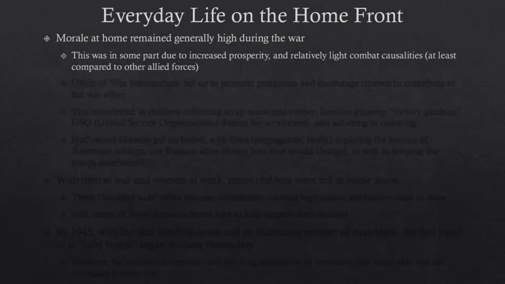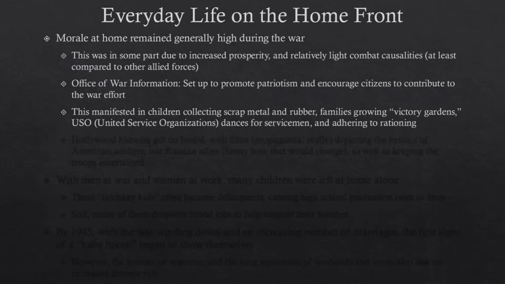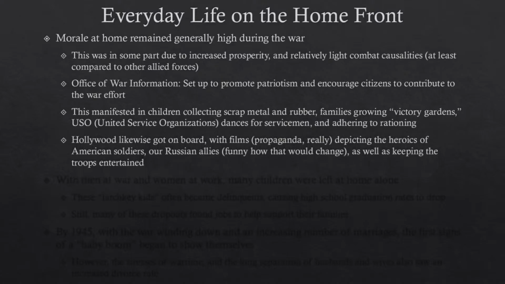Anyway, on the home front, morale was relatively high. Increased prosperity. We weren't losing as many men as the British and especially the Soviets. Office of War Information, promoting patriotism. Had the USO, the United Service Organization, collecting scrap metal, victory gardens, etc. Hollywood got on board. They did lots of propaganda, depicting the heroics of American soldiers, our Russian allies, which would immediately change in 1945, keeping the troops entertained.